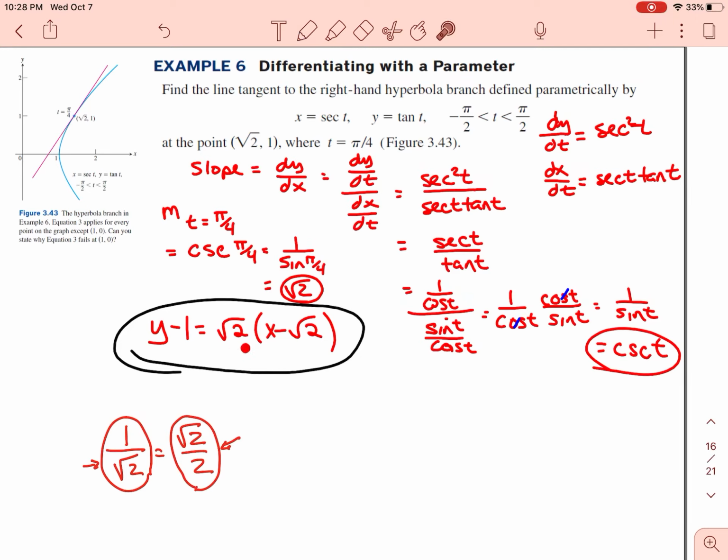So we've got our slope is radical 2, and our point is given to us right here, radical 2 comma 1. So x minus radical 2, which is x minus x1, and y minus y1 is going to be y minus 1, and then our slope m we found to be radical 2, so there's your tangent line using parametric.